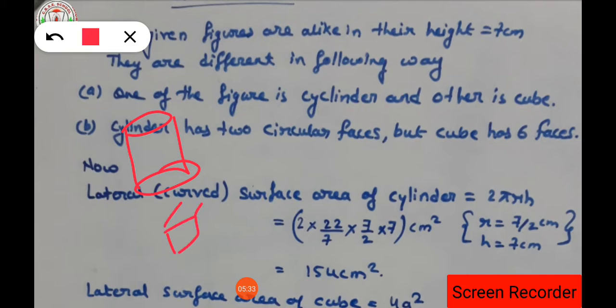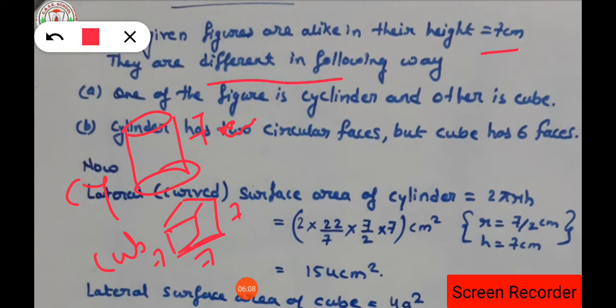Cube, everybody knows how to draw. So this is the cube. Okay, so this is the cylinder and this one is the cube. So here it is said that the height of the cylinder is 7 centimeter, as well as the cube height is also given as 7 centimeter. That means it is a cube, hence it is 7 everywhere, isn't it? So what is alike? Alike means same or common between cylinder and cube, that is 7 centimeter. The height is common for both.